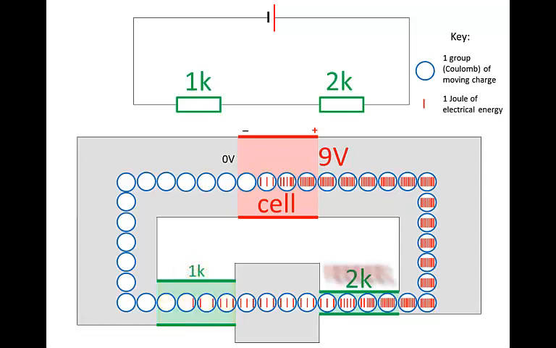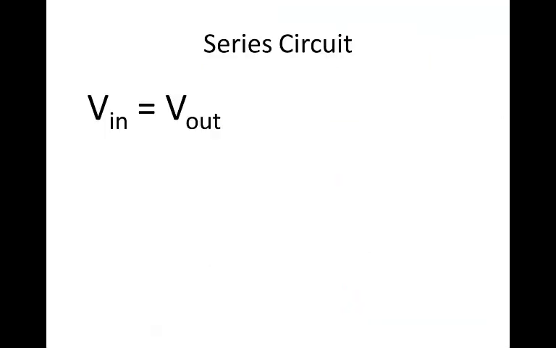How much voltage did they get rid of as they went through the 2K resistor? 6 volts. How much voltage did they get rid of as they went through the 1K resistor? 3 volts. 3 volts plus 6 volts equals 9 volts. The amount of voltage they were given is the same as the amount of voltage that they lose. We can write that in this equation. V in equals V out.